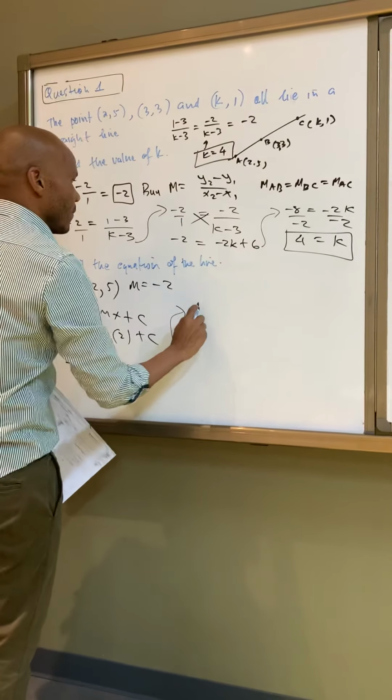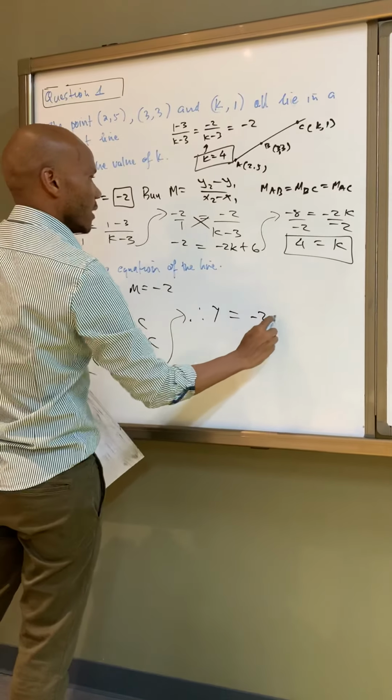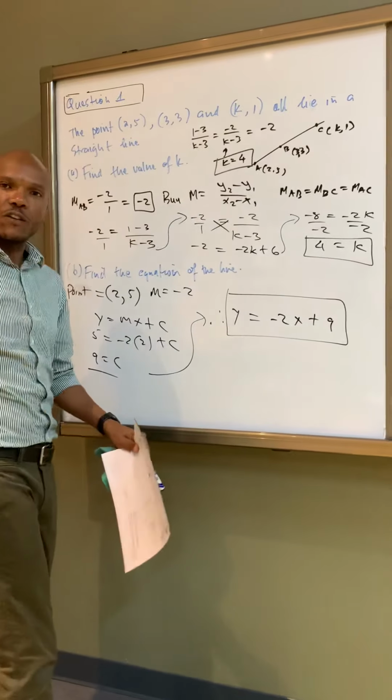So therefore, y is equal to the gradient, minus 2x plus 9. So done. First question.